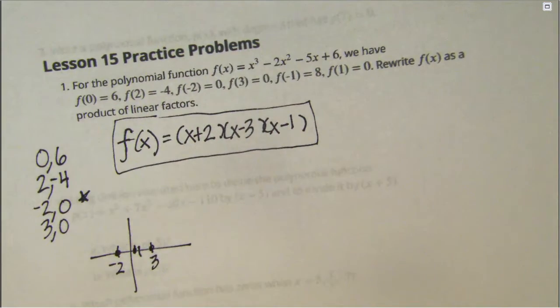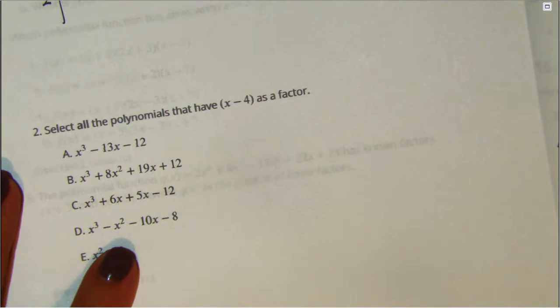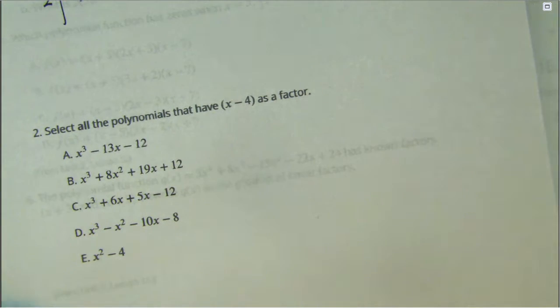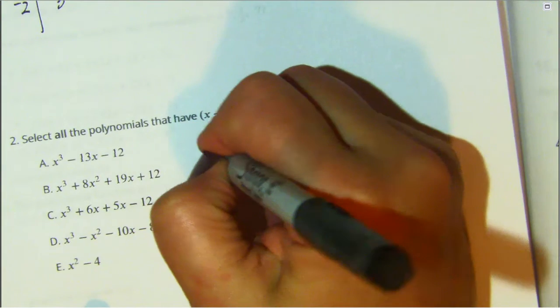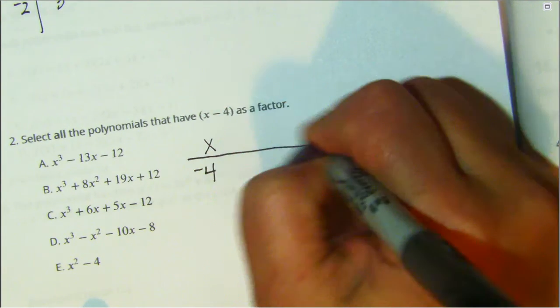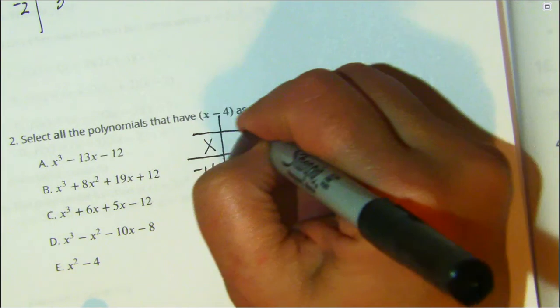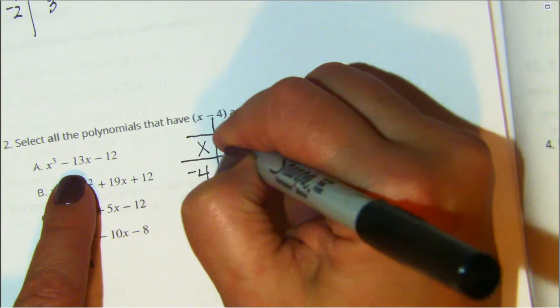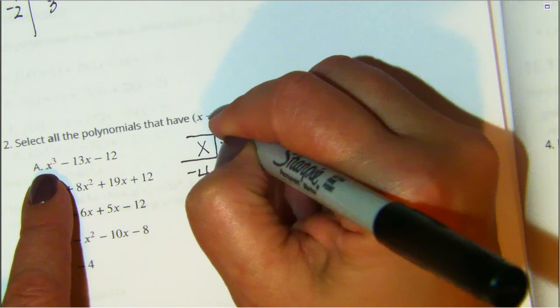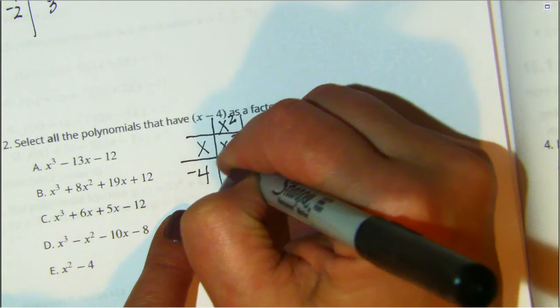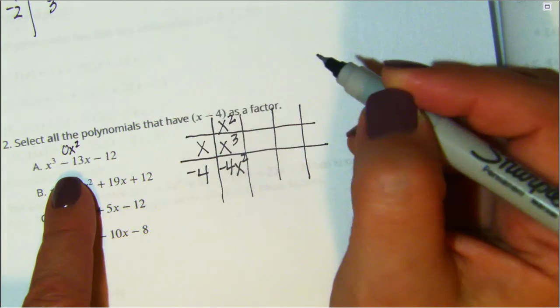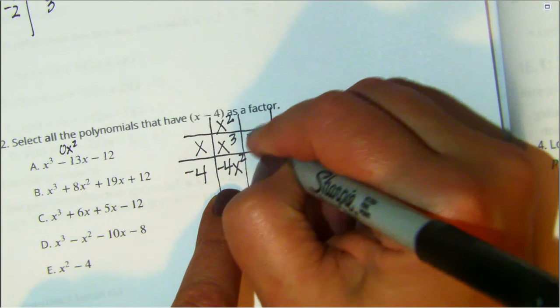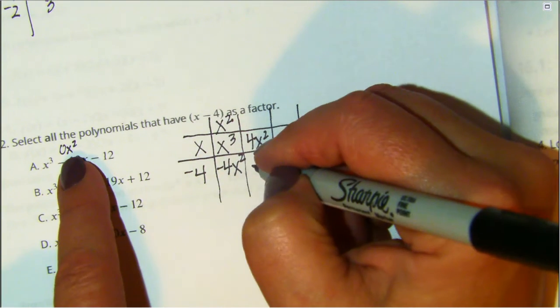Number 2, select all the polynomials that have x minus 4 as a factor. So you could either do long division or the box. I'm going to do the box. And if it is a factor, then the box should work out. It's kind of a lot of work here, but I know this is x to the third. So this is x squared. That would make that -4x squared. And notice over here there's no x squareds. So this needs to be 4x squared to make none, because there isn't any.